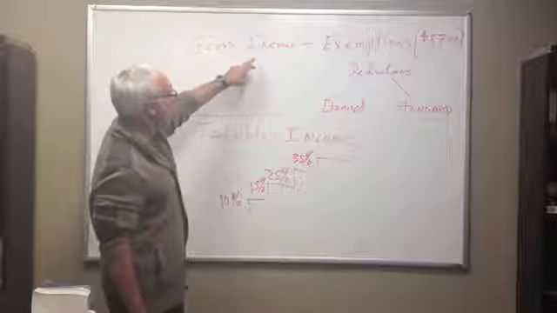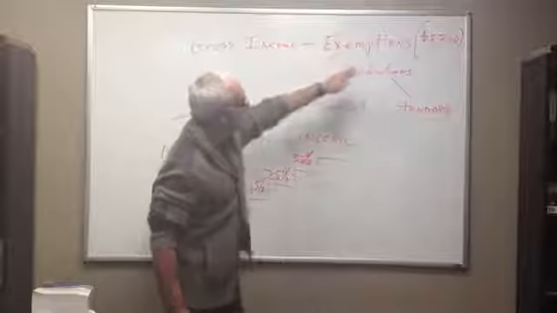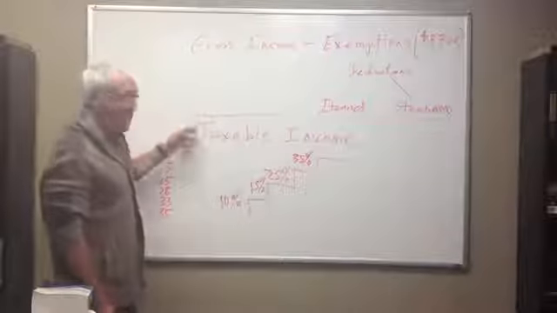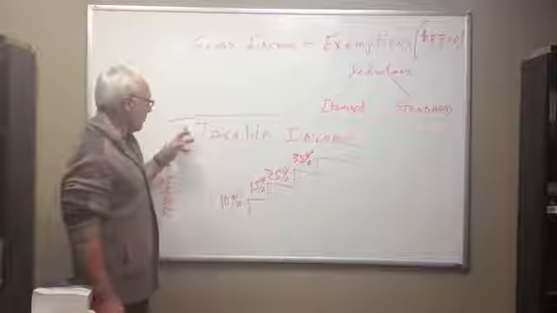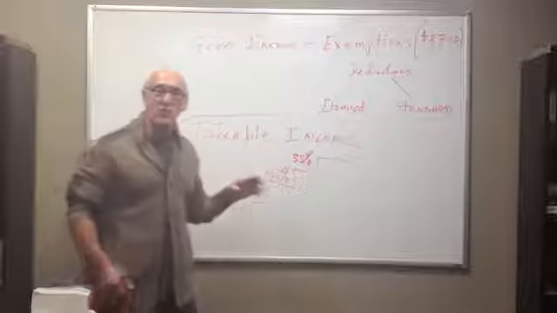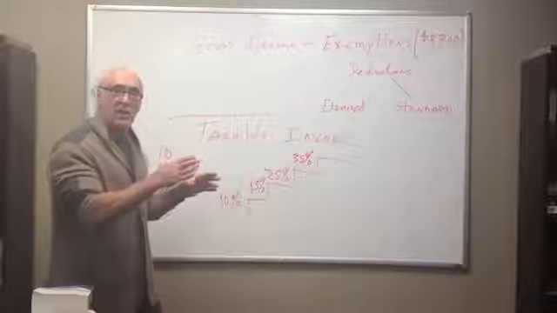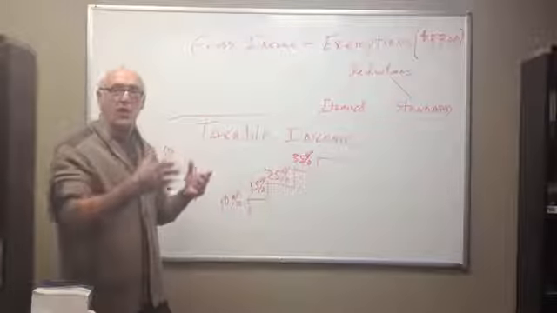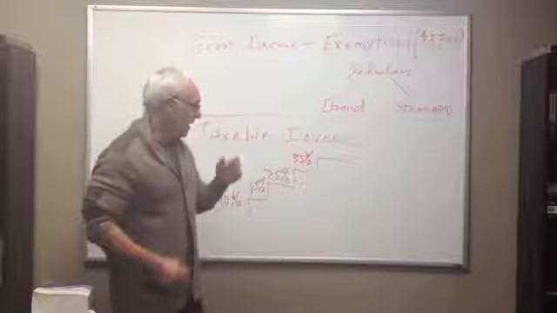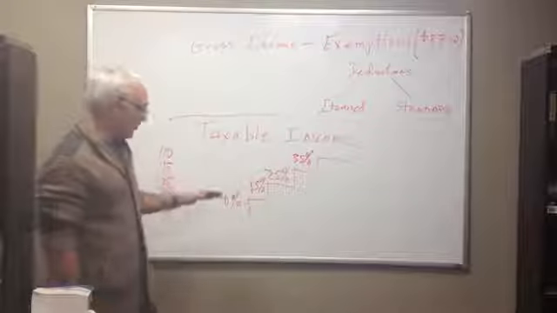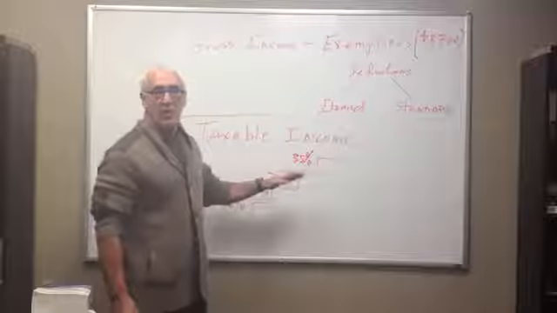So gross income minus exemptions minus deductions equals taxable income. Taxable income is probably the most important concept in the Internal Revenue Code because that's the number to which the government applies a tax rate to figure out how much you owe in taxes. Now our system is what's called a progressive tax rate. The rate progresses up as you earn more and more income.